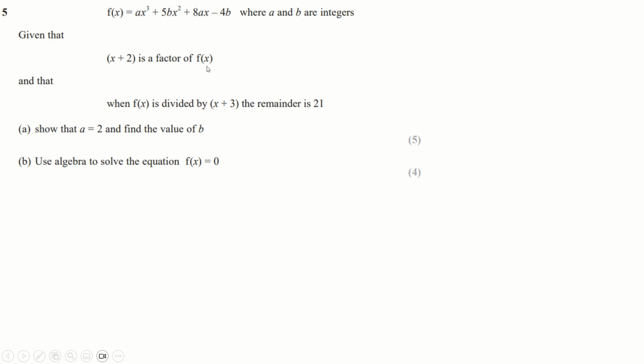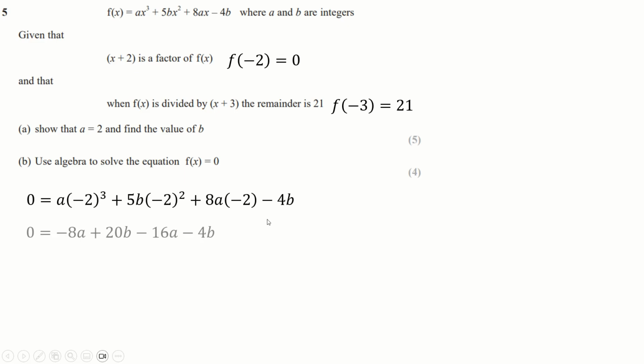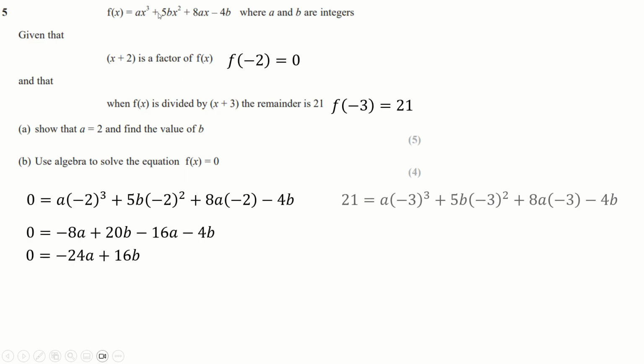This is a complicated way of saying that f of minus 2 is 0, and this is a complicated way of saying f of minus 3 is 21. A factor, of course, just means remainder 0, so it's just saying the same thing, but 0 instead of 21. So okay, good, we can just sub those two results into here. So that's the first one, we can do a bunch of simplifying, and we end up with here. And we can sub this result into here as well, and we can do a bunch of simplifying, and we get down to there. And yeah, this is annoying.